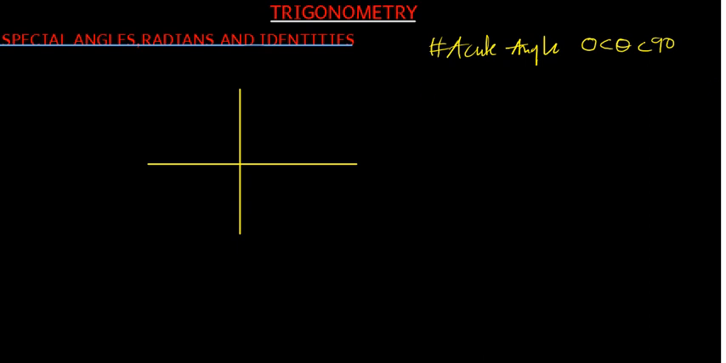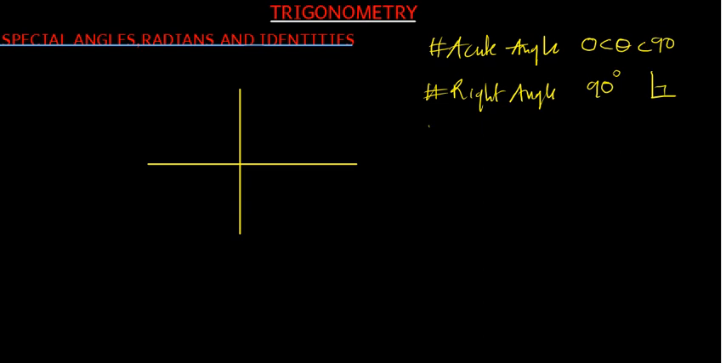So from the acute angle now we have got a right angle. The right angle is an angle that gives us exactly 90 degrees. So like that, that's a right angle. That's why we didn't include 90 on the acute.